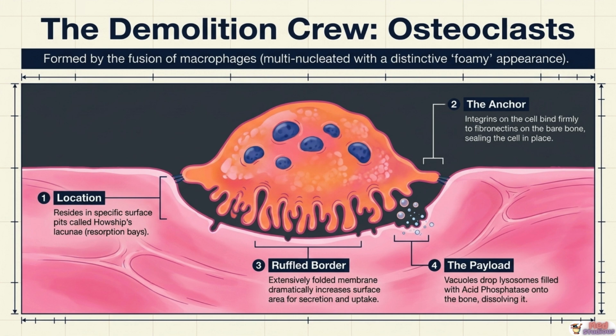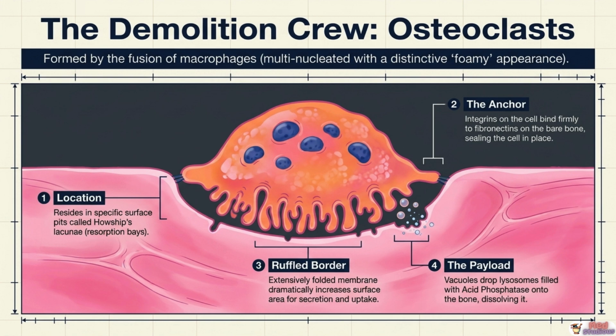For every builder, there must be a demolition crew, and in bone biology, that role belongs exclusively to the osteoclast. Osteoclasts are among the most distinctive cells in the entire body, and their origin is completely different from osteoblasts. They do not arise from mesenchymal stem cells. Instead, osteoclasts are formed by the fusion of monocytes and macrophages, cells of the hematopoietic lineage. This fusion process produces a large, multinucleated giant cell, typically containing 5 to 20 nuclei, with a characteristic pale, foamy cytoplasm visible under the light microscope.